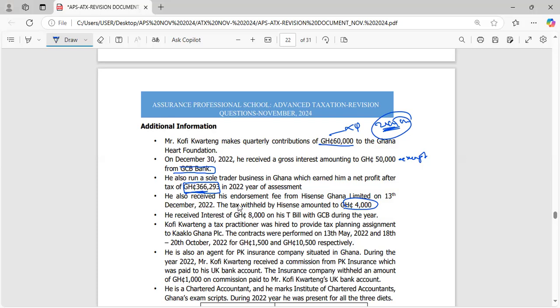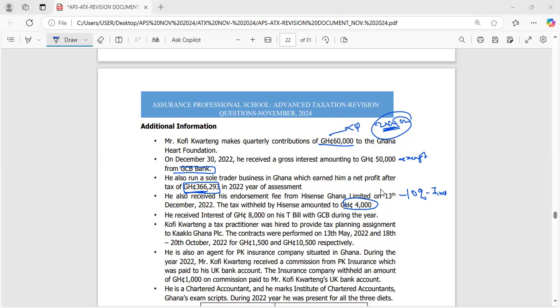So what's the withholding tax rate for endorsement fee? And you have to know whether it is final or it is on account. What's the tax rate? 10%. Come again, senior. 10%. All right. Endorsement fee is 10%. Is it final or is it on account? Final. It's final. So we don't add the endorsement fee. It's 10% and it's final.